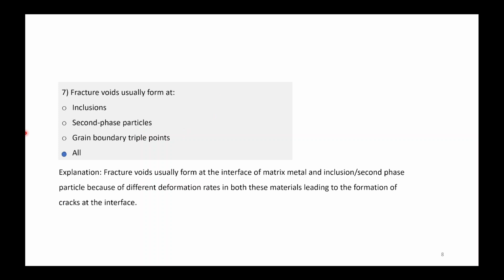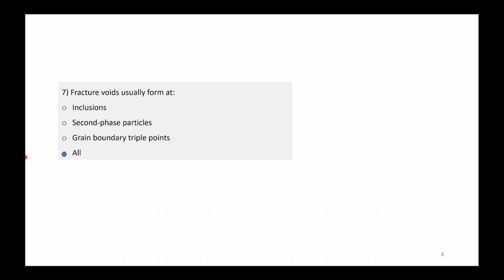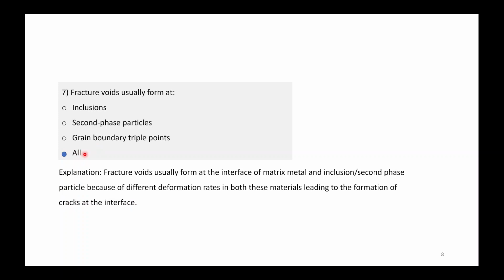Now question 7 is: fracture voids usually form at. Your options are inclusions, second phase particles, grain boundary triple points, or all. So the answer will be all. In this case, it will give you a delamination type of effect, which is seen in composites. So fracture voids usually form at the interface of the matrix metal and inclusion or second phase particle, because of different deformation rates in both of these materials, because both have different strength, which leads to formation of cracks at the interfaces.